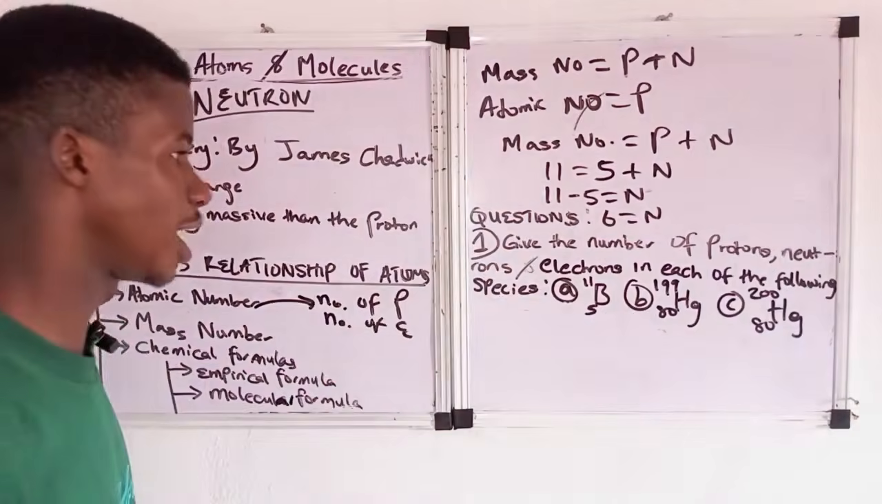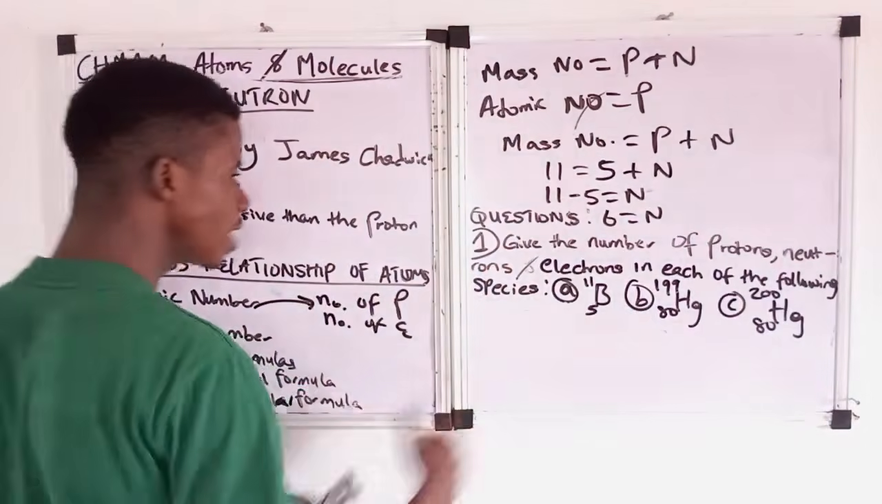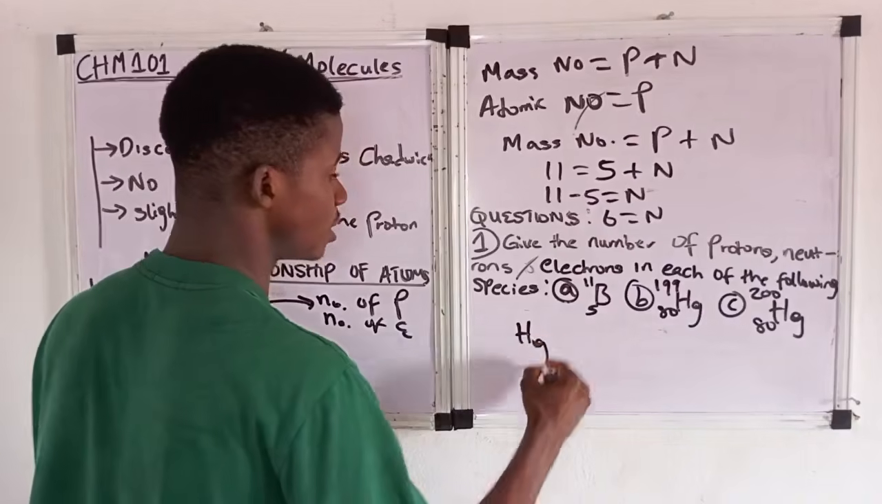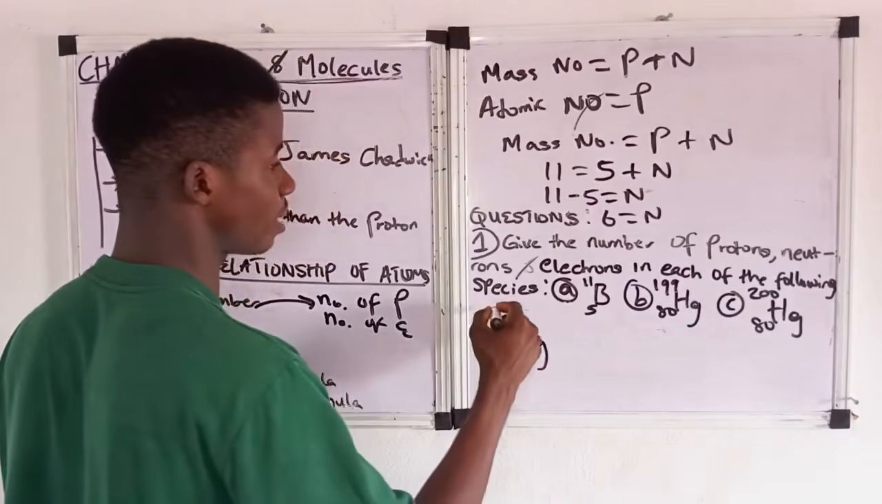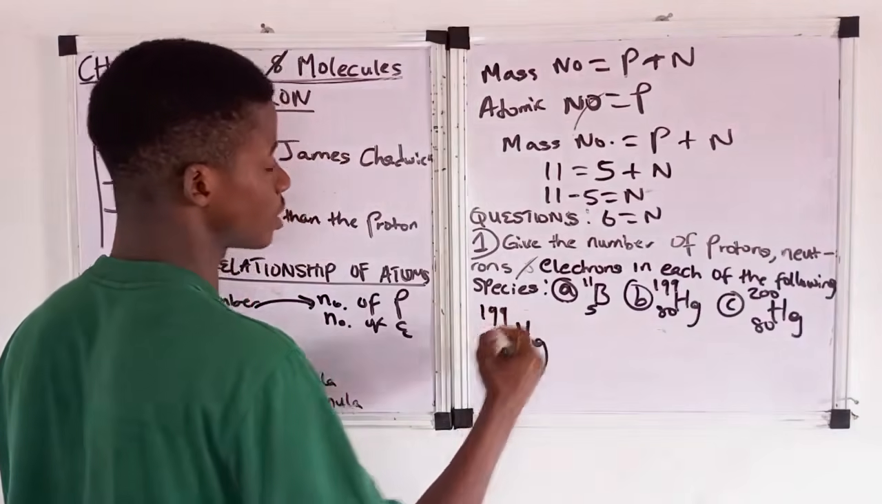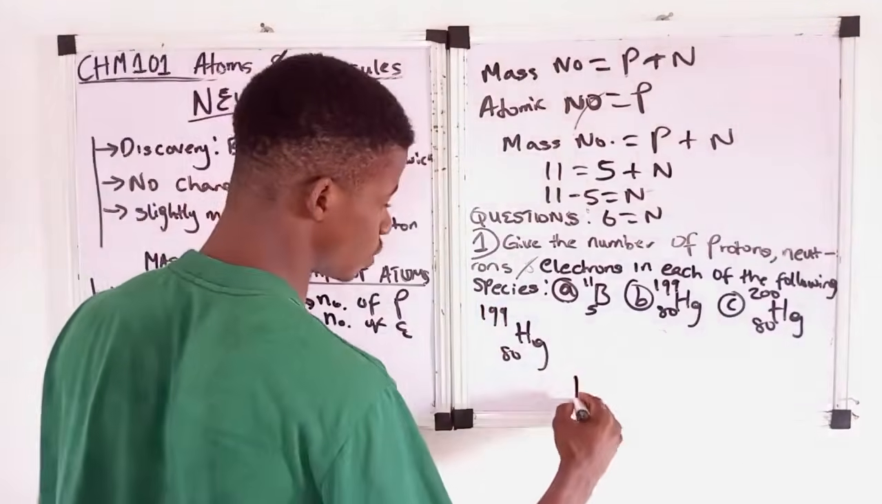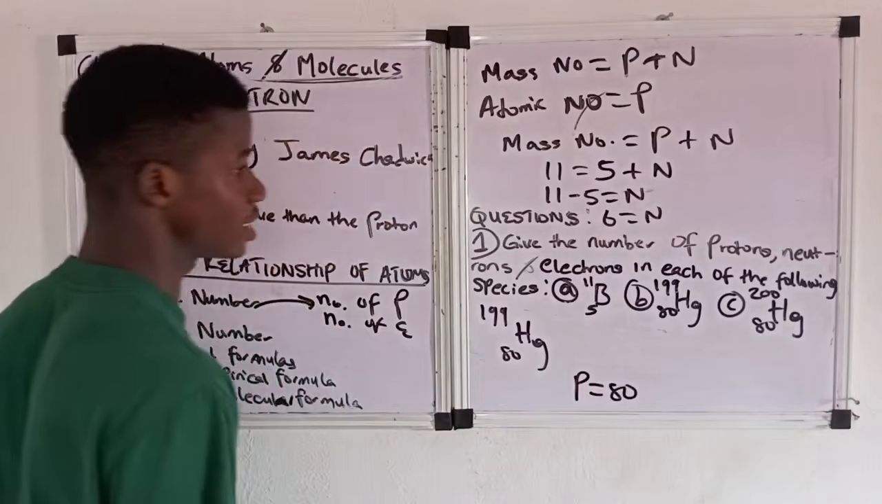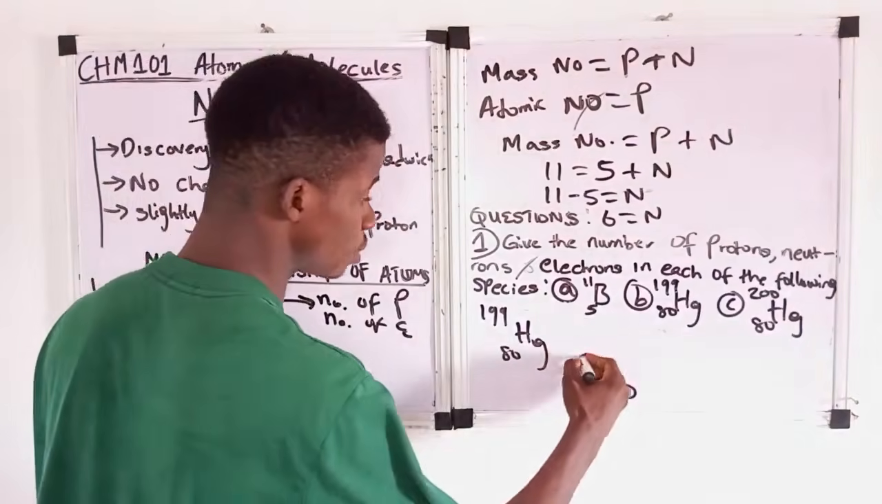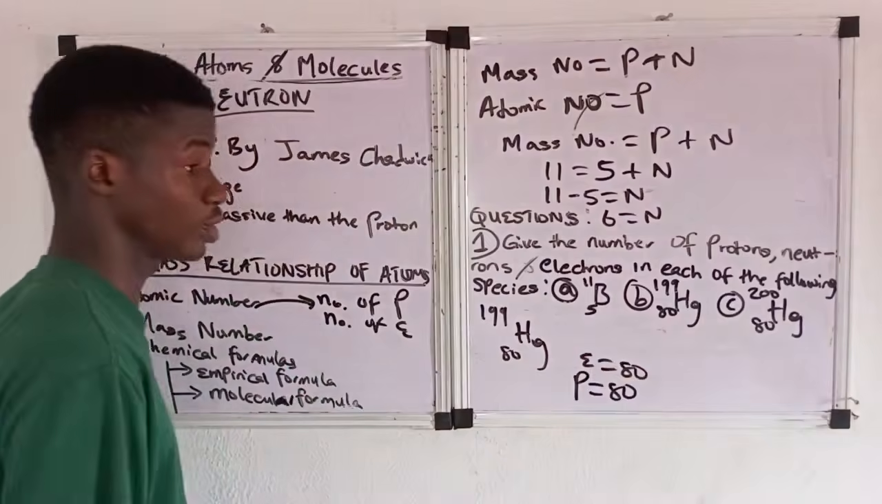Now this is a mercury atom, right? Yes. So this is the mass, and this is the atomic number, which is the number of protons. Now let's just look at the number of protons, right? The number of protons here is 80, right? Yes. Electrons will also be 80, right? Remember, the number of electrons equals the number of protons.